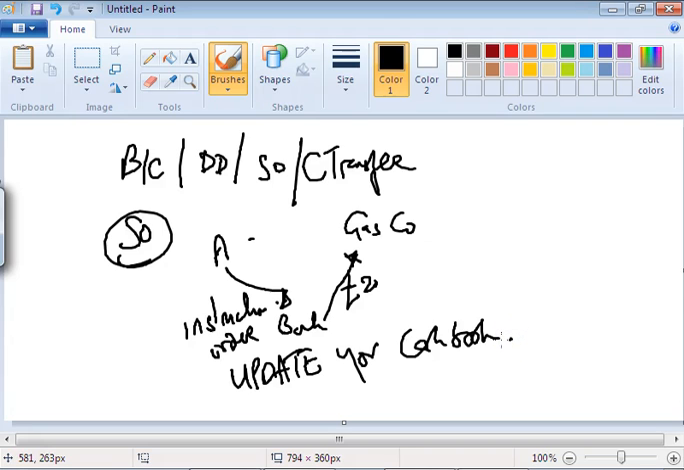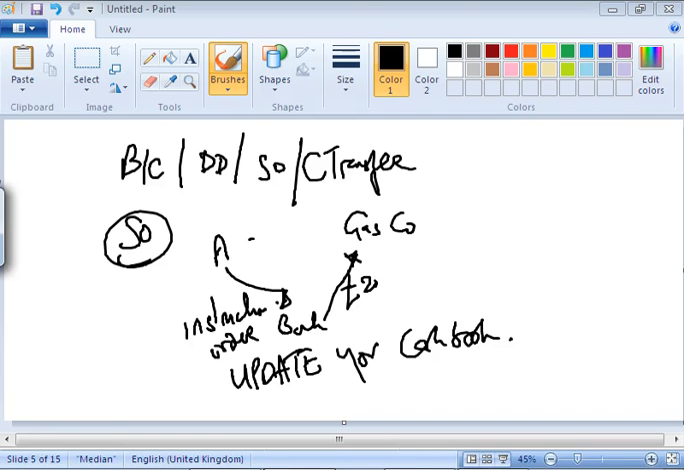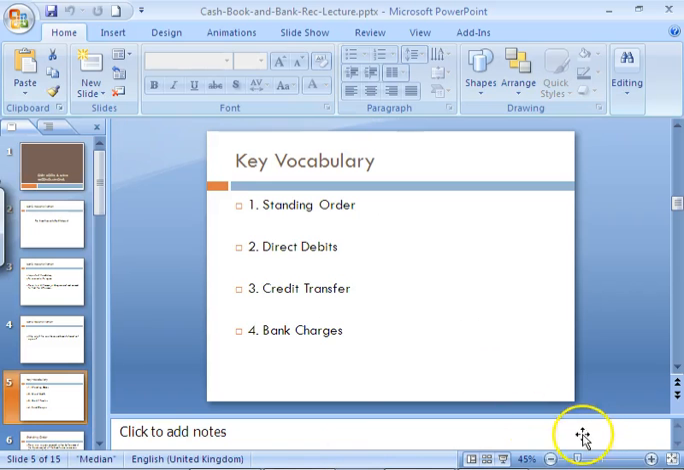Yes, you update your cash book. So this is really important. Right, let's go back to the slides and see if we can tie up these ideas on updating the cash book.